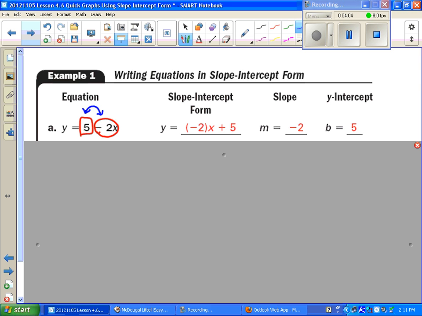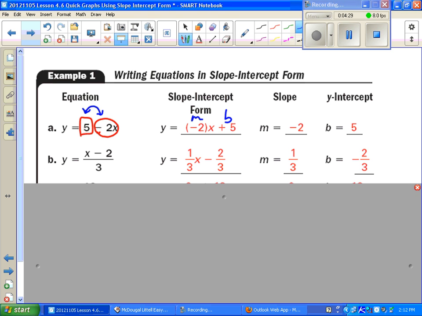We started doing this last week so we can get used to slope-intercept form. So y equals 5 minus 2x becomes y equals negative 2x plus 5, because the minus goes with the 2x. Remember, the sign goes with the number behind it. Now it is in mx plus b form. So your m is negative 2 and your b is 5.